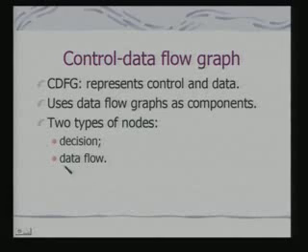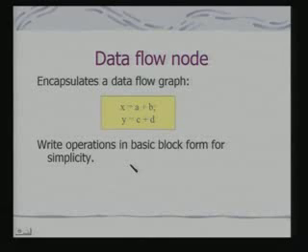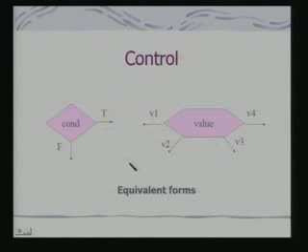Data flow nodes are nothing but your data flow graphs being represented as a block. So a data flow node encapsulates a data flow graph and writes operations in basic block form for simplicity in the CDFG. Now these can be again decomposed into your data flow graph, in terms of nodes where each node represents an operation, and I have input values with respect to that graphical representation. The control steps or the decision steps can be shown in this kind of a form.